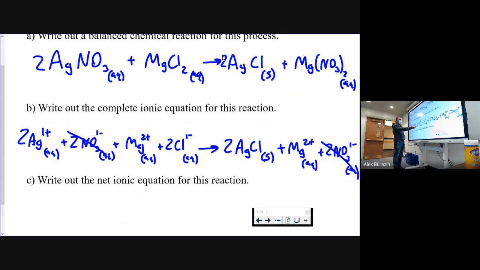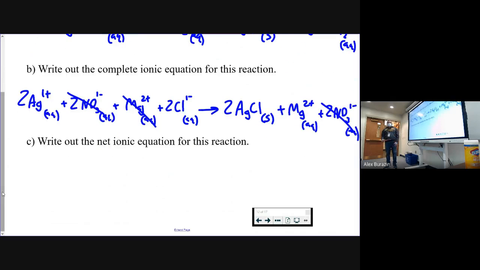Magnesium, did it do anything? No, it's also a spectator. It's magnesium over here. It's magnesium over there. It hasn't changed. Chloride did change. So what we're left with then is the net ionic equation. We're going to write it one more time, but this time we're only going to include the pieces that actually did chemistry, the pieces that actually changed.